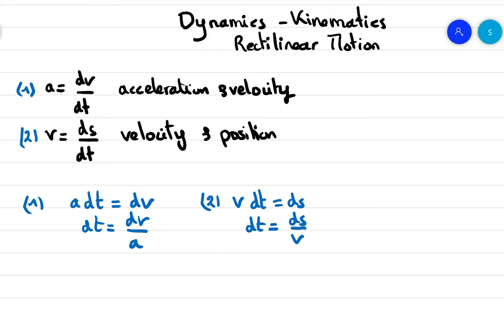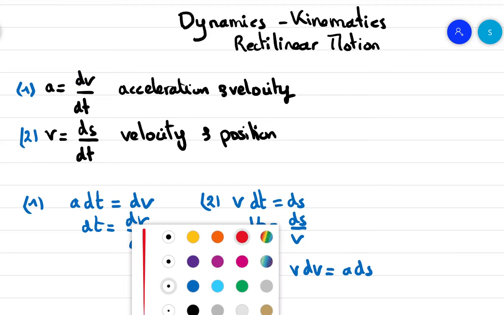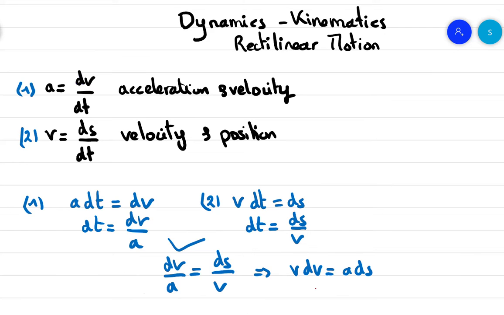Okay. Now I will merge those two equations. dt equals dt. So dv divided by the acceleration is equal to ds divided by the velocity, right? And one last step, I will switch v on the left and a on the right. So we have v dv equal a ds. There we go. That's how you get the relation. Now we have the relation.